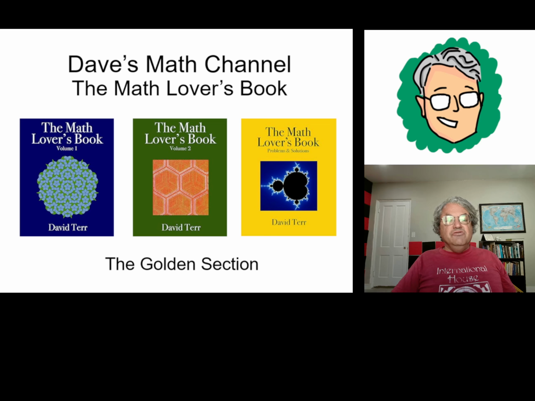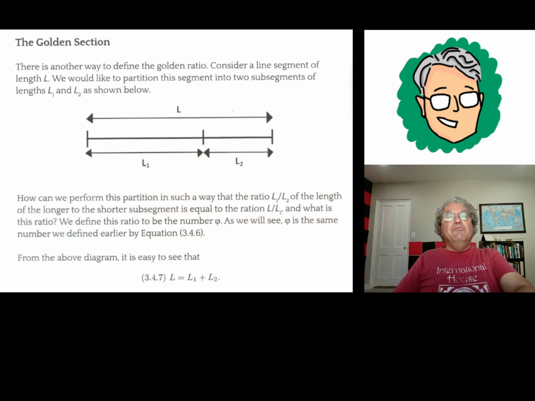This is my continuing feature on my three-volume series of Math Lovers book, and I'm up to section 3.4 of volume 1, where I've been talking about Fibonacci numbers and the golden ratio. This is my third video on that series, my second on the golden ratio. Today I'm going to talk about something called the golden section, which is a useful way to define the golden ratio. So anyway, let's begin.